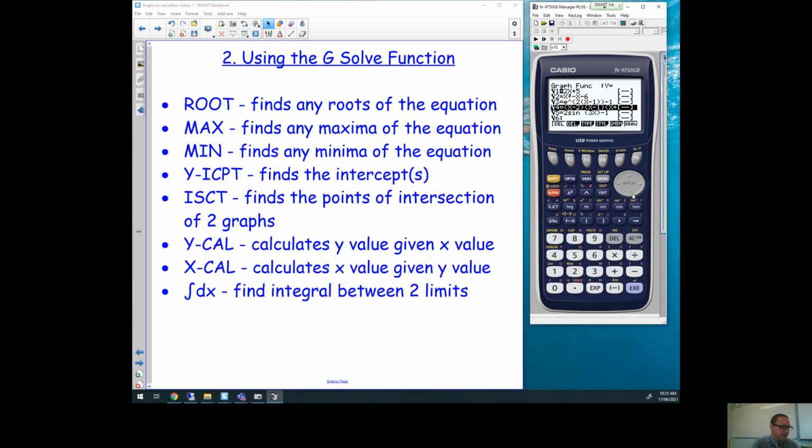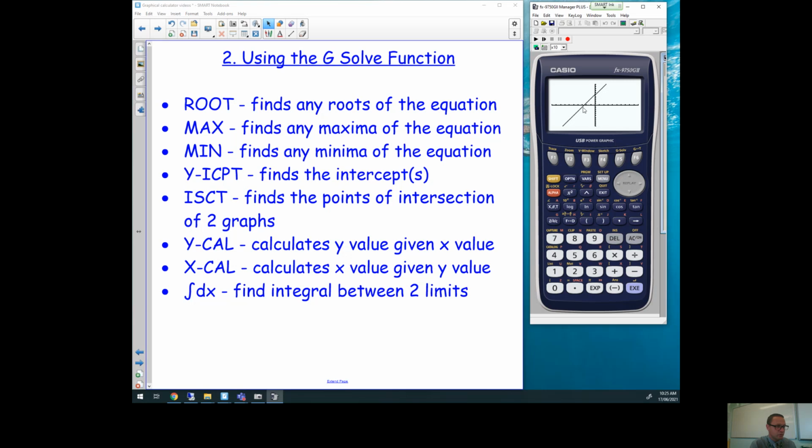As you can see, at the moment I've only got one of these selected, just the 2x plus 5. So let's draw that. Looks pretty good. It's quite spread out though, so I'll go to V-Window and just go standard. That should bring it in a bit. There we go. There are only really two things we want to find here: the root and the intercept.